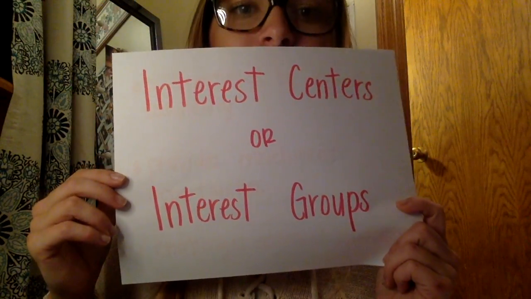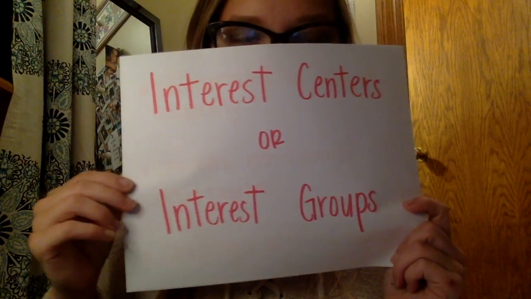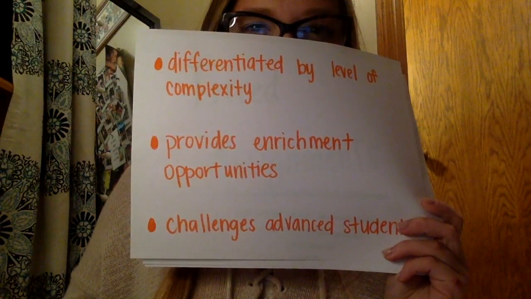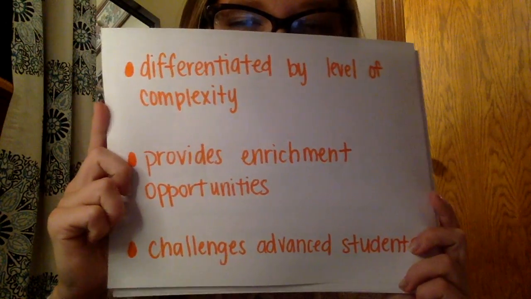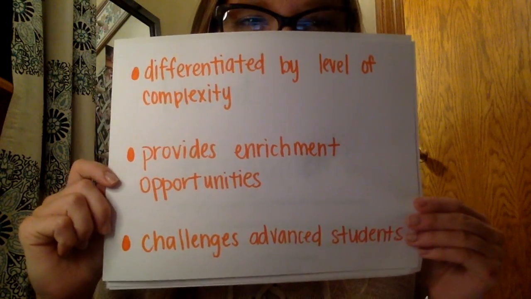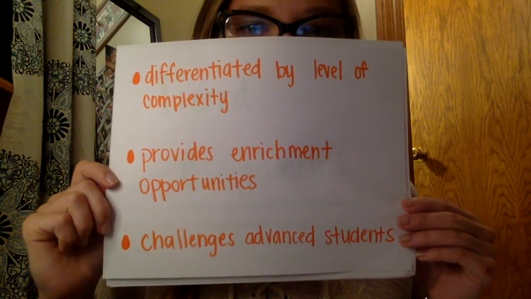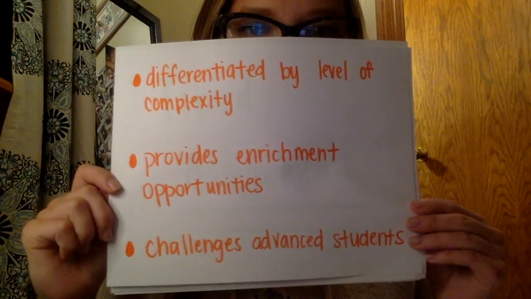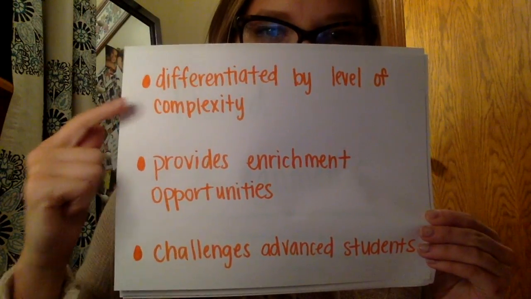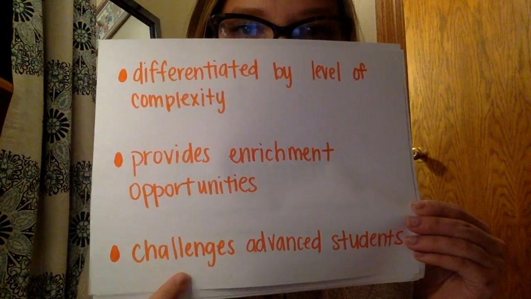A third strategy discussed in the reading is interest centers or interest groups. This strategy provides enrichment for students who have demonstrated mastery of a specific subject or topic. Instead of having students sit around and wait for other students to finish, this strategy gives students a chance to conduct meaningful study when required assignments have been completed. These groups are differentiated by level of complexity and allow advanced learners more time for a challenging, in-depth study.